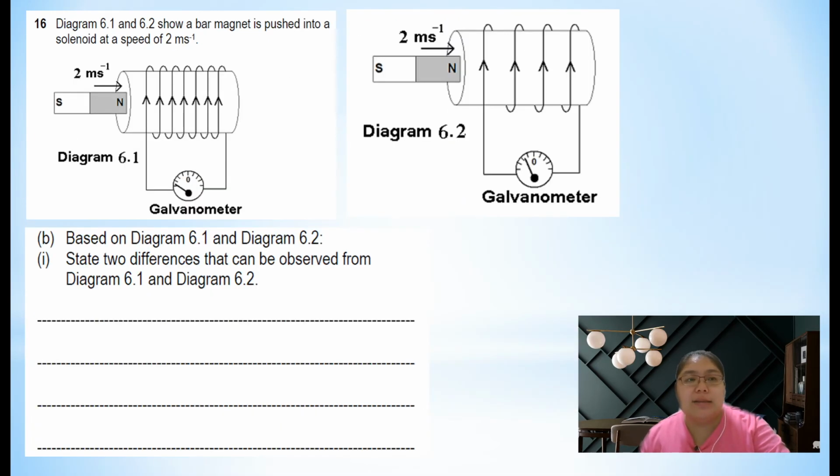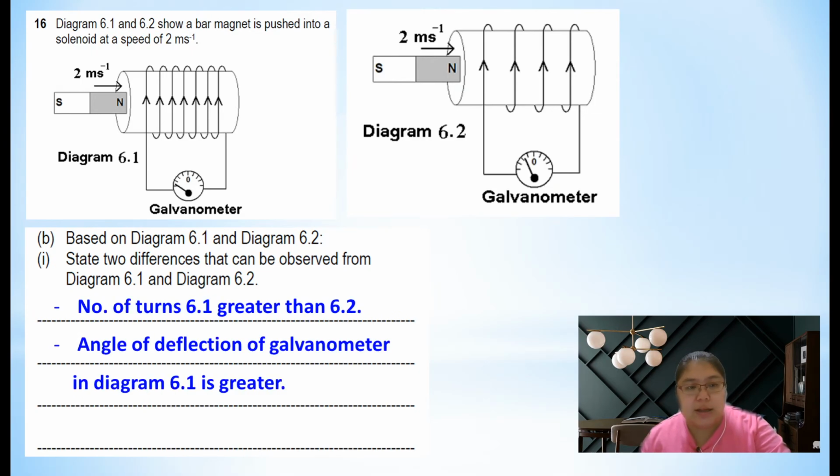Okay, let's see B. Based on 6.1 and 6.2, state the 2 differences that can be observed. We have 2 differences. First, the number of turns, so we do the comparison. The first difference is that the number of turns of the coil in 6.1 is more than in 6.2. The second difference is the angle of deflection of the galvanometer. In 6.1, the angle deflected is bigger than in 6.2. So these are the differences.